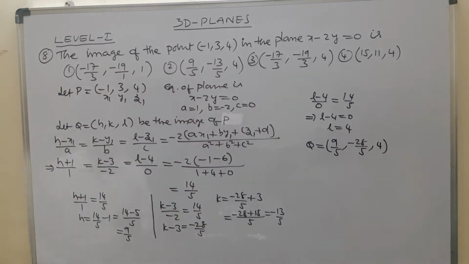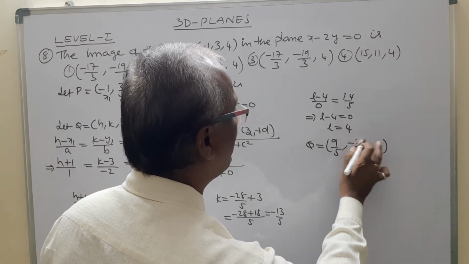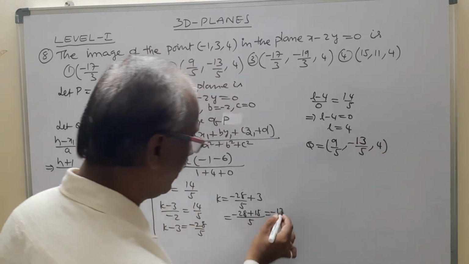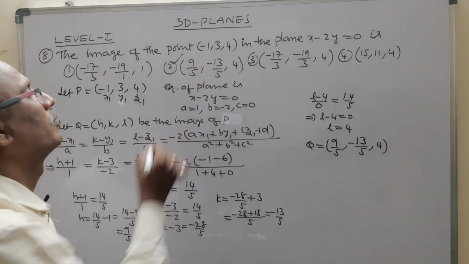The correct option is: h is 9/5, k is equal to -13/5. This is the k value. -13 by 5, 4. The correct option is the second one.